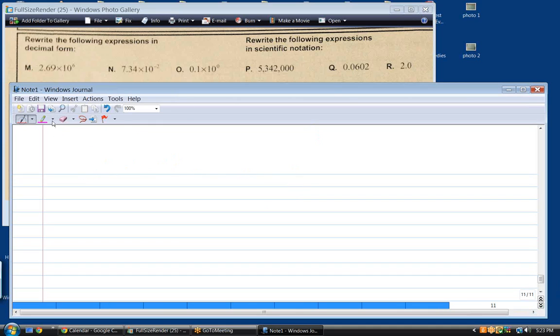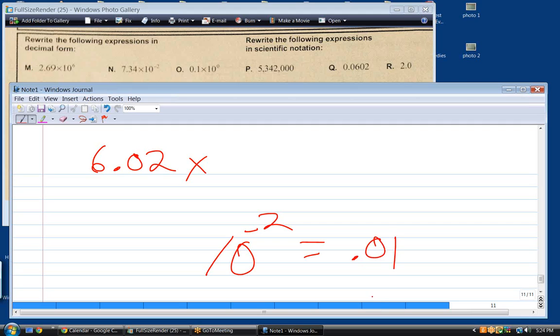Okay. On number Q, what do we want to start it out with? It's got to be a number between 1 and 10. 6.02. Correct. Now, first of all, let's review. What is 10 to the minus 2 equal to? 0. And then whatever. So when you have negative exponents, it's that number minus 1 is how many zeros you have.